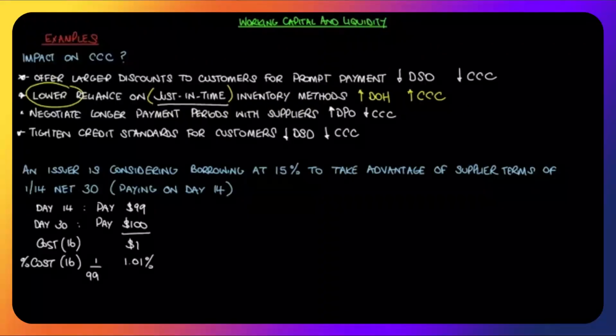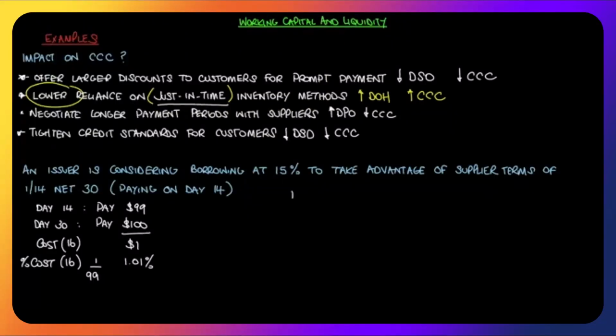Let's first of all interpret what this means. The 1/14, that is a 1% discount if you pay within 14 days. It's an oddly specific number. 2 weeks, I guess. At normal terms, net 30, so normal terms, you pay within 30 days. So we're getting a 1% discount if we pay 16 days earlier.